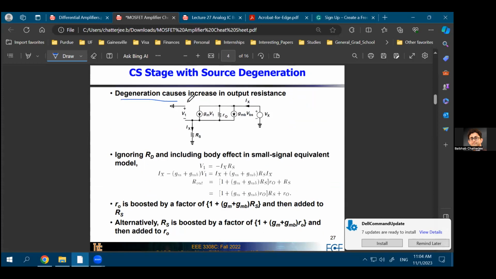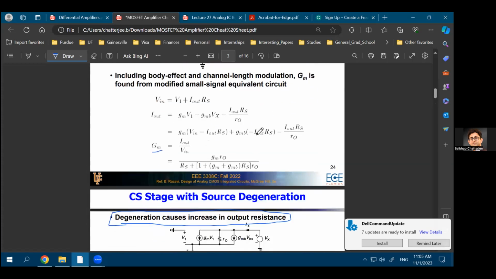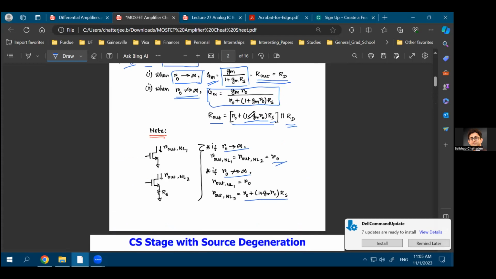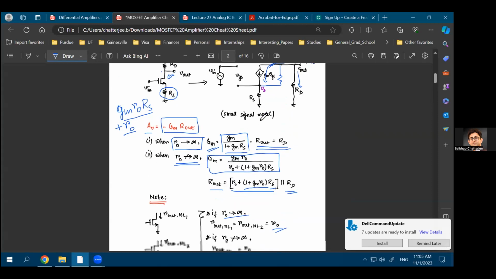And degeneration also causes an increase in the output resistance. This is also something that we have seen: the output resistance will be RO plus 1 plus gm RO times RS. So it is increased by an amount of 1 plus gm RO times RS as compared to what it was before. It was only RO before, but now as you are connected to RS at the source, the output resistance increases. Again, something that we have proved, and you can go over the proof. We have done that before, but I wanted to keep everything in the same place so that you do not need to go to any other lecture to understand why Gm and Rout are in this form as you have a source degeneration.